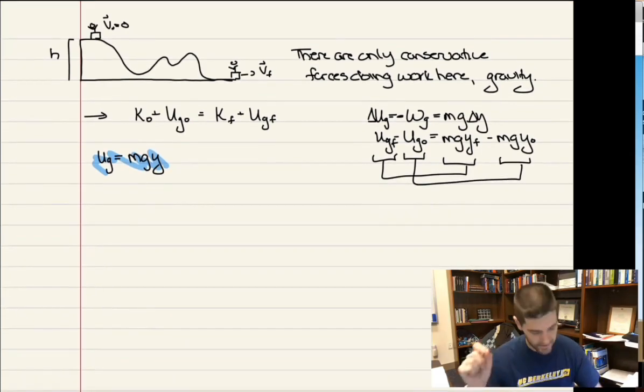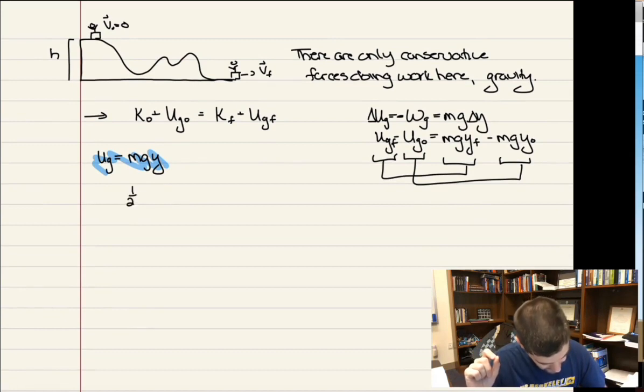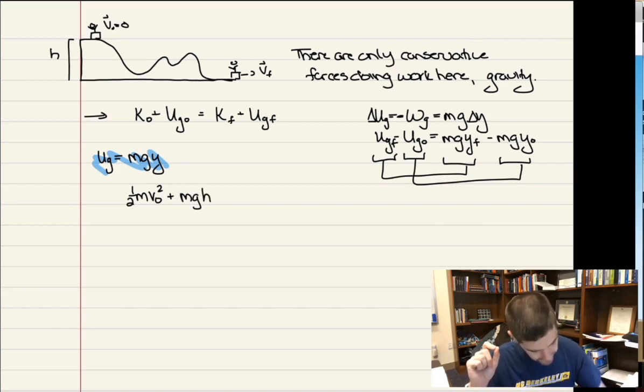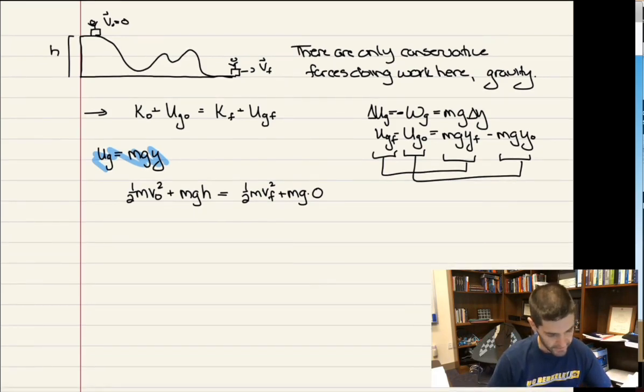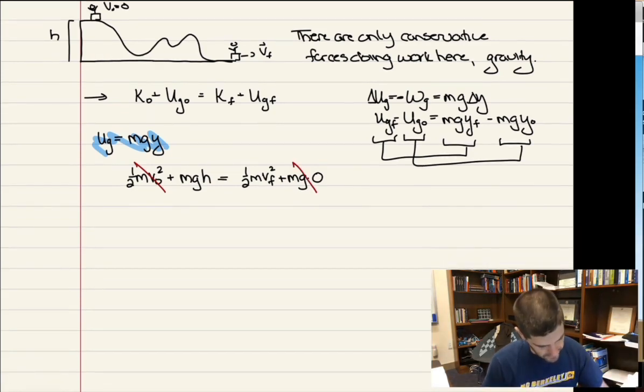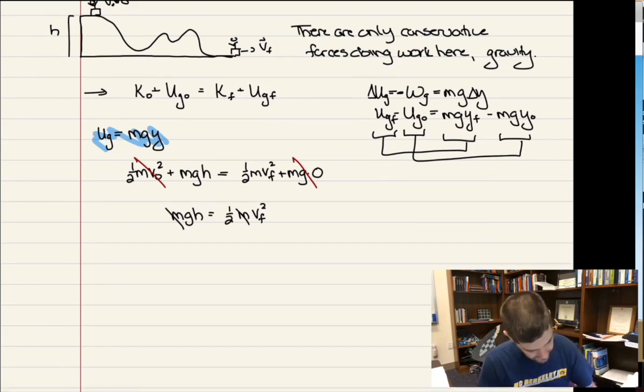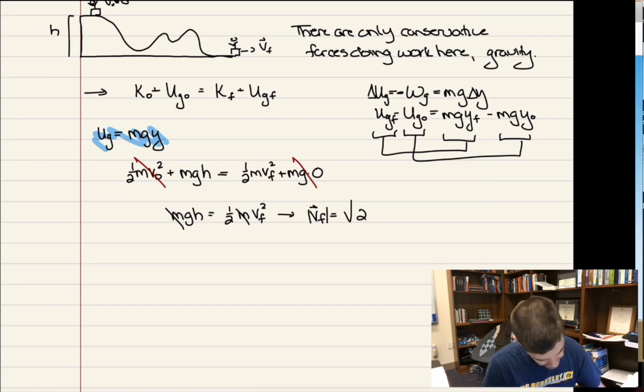So then the conservation of energy really is just saying that I could say 1/2 m the initial speed squared plus mg the initial height equals 1/2 m the final speed squared plus mg the final height, which is 0. And then similarly, we said that it's starting from rest, so this is also 0. You can then immediately say that mgh must equal 1/2 m v final squared. And the m's cancel, and you get that the final speed, in this case, equals the square root of 2gh.